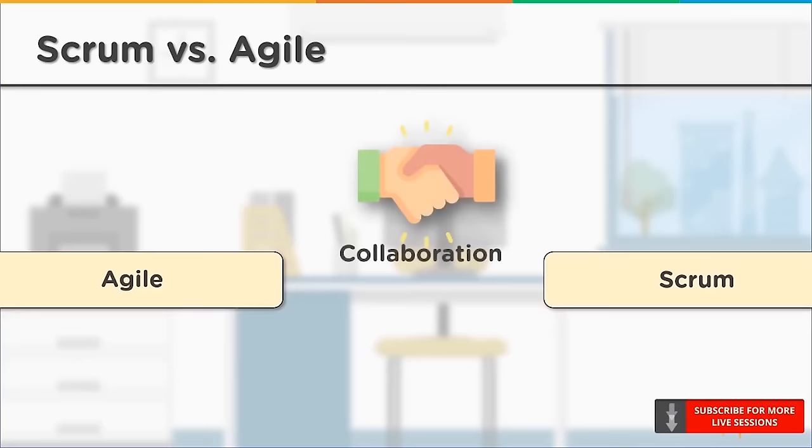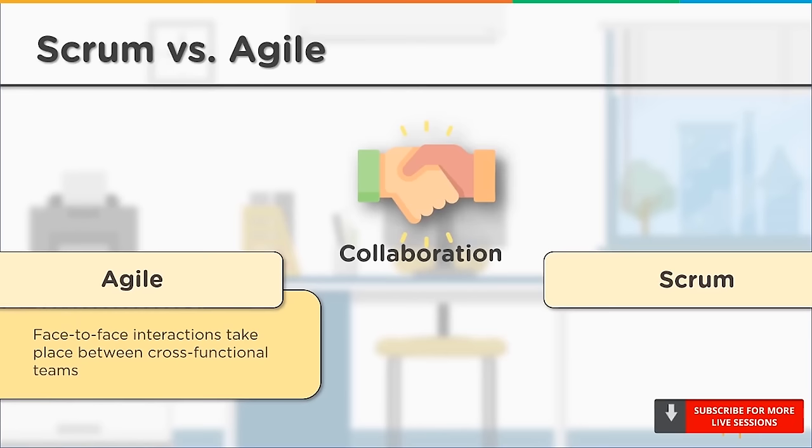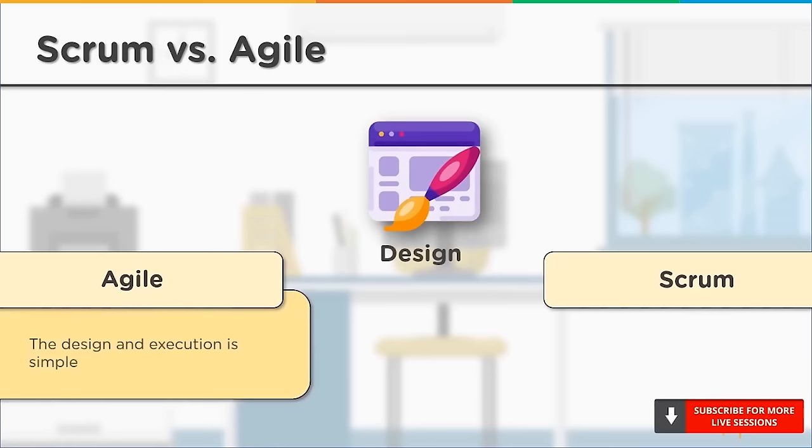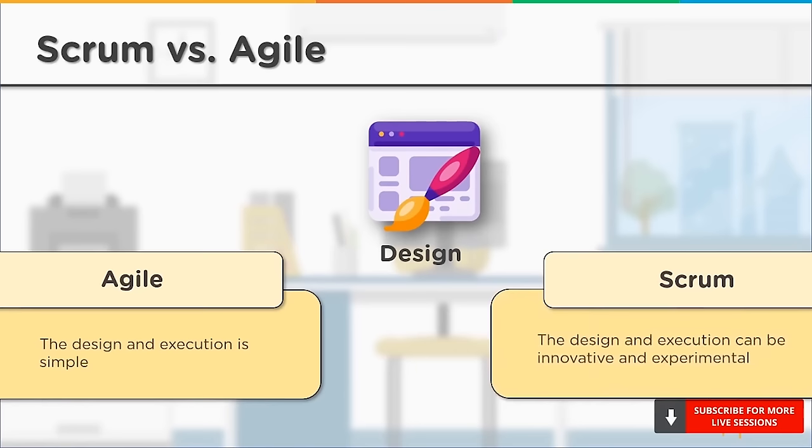Next, we have collaboration. With Agile, collaboration involves face-to-face interactions with team members of other cross-functional teams. For Scrum, daily stand-up meetings take place with specific roles like Scrum Master, Product Owner, and the Scrum team. And finally, we have design. With Agile, the design, as well as its execution, is relatively simple. With Scrum, the design and its execution can be innovative and experimental.